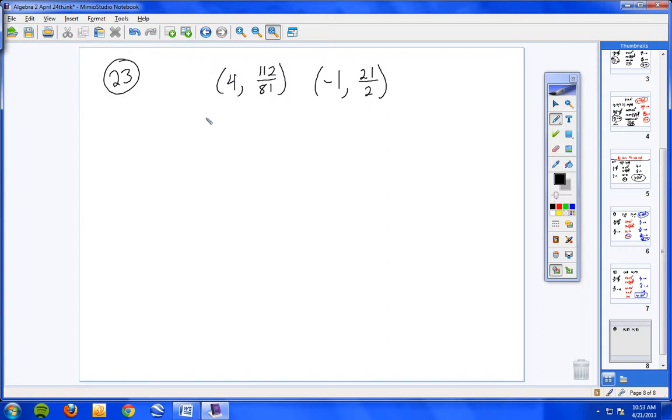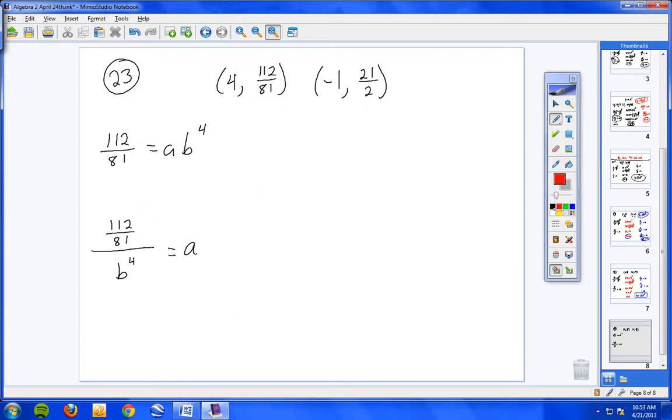Step 1 says substitute an ordered pair in and solve for a. So 112 over 81 equals a b to the fourth power. Well, divide both sides by b to the fourth power, and you would have 112 over 81, all of that over b to the fourth power, and that equals a. So I divided both sides by b to the fourth.